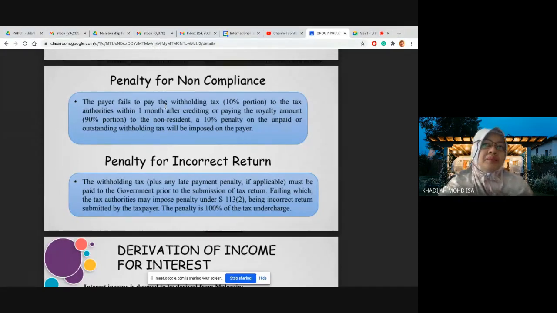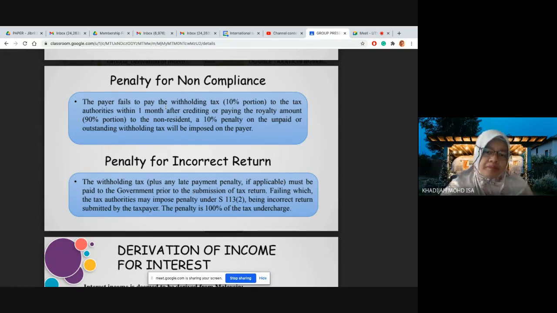So when you submit Form C, you have to provide justification that it is allowable, because you must attach the payment of the withholding tax plus the penalty.